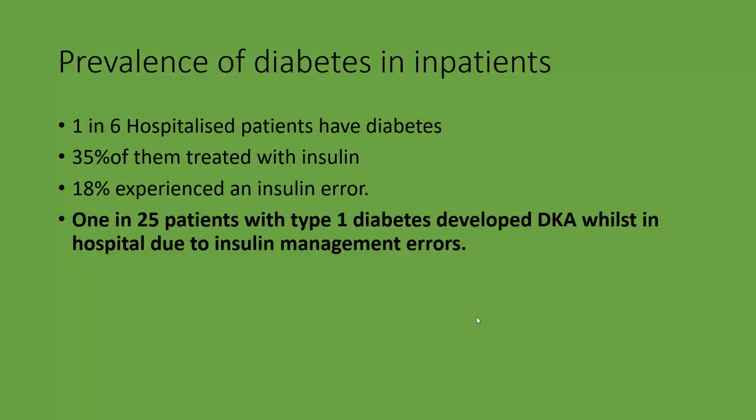And then 1 in 25 with diabetes have developed DKA whilst they are in the hospital. They get admitted for some other reason, say for surgery or a fall or an infection. And then because we don't make appropriate decisions and appropriate prescriptions, people go into DKA whilst in the hospital. So that's why learning about insulin is important.